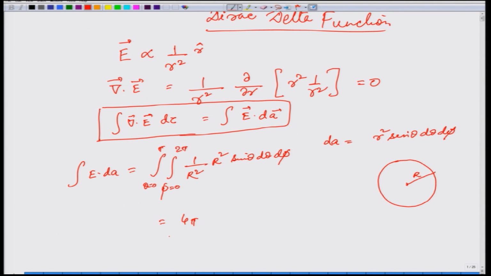So if we see equation 1 and equation 2, there is a contradiction. According to the divergence theorem, they should be equal, but we see that the divergence of E is 0, hence the left hand side is 0 while the right hand side is some finite value, equal to 4 pi. So there is some problem. What is the problem lying here? We are trying to find a solution.